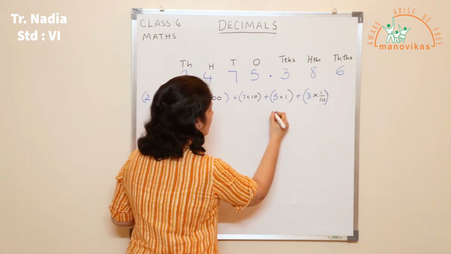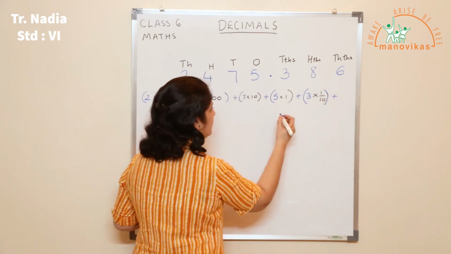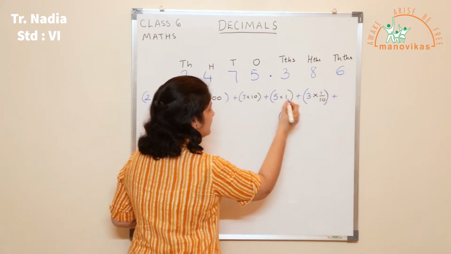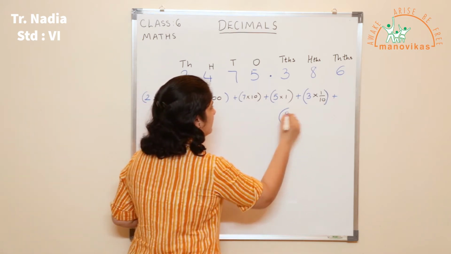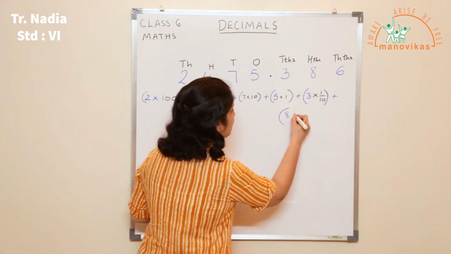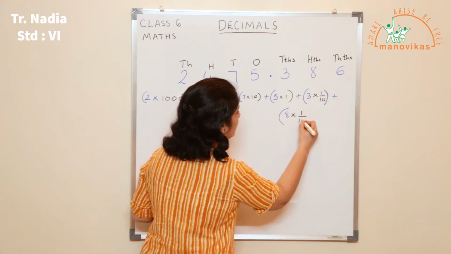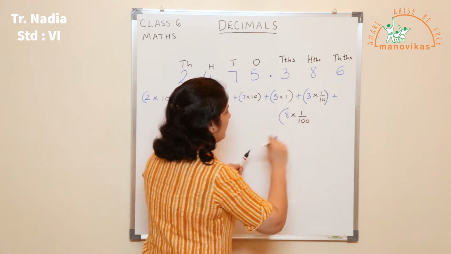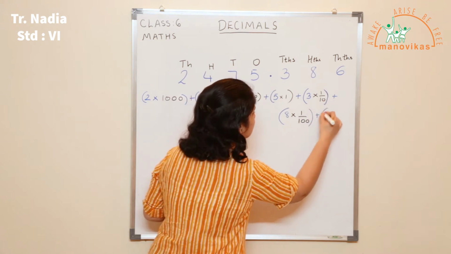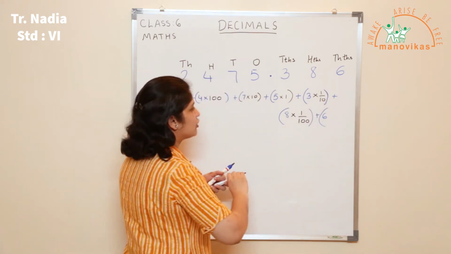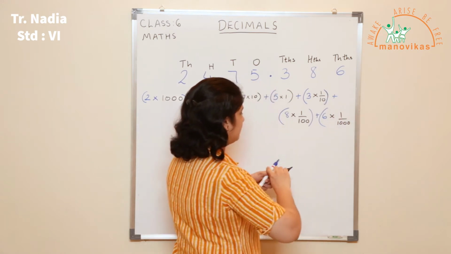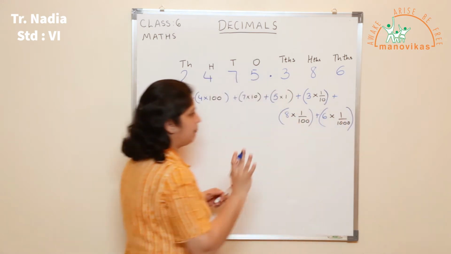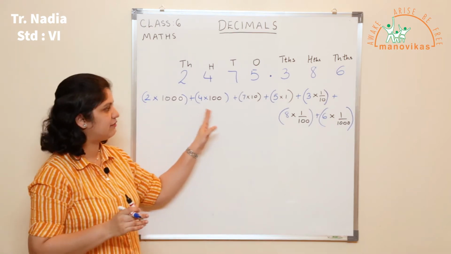I'll continue it down here children because there's no place. Plus the second digit 8 is in the hundredths place, so it will be 8 multiplied by, since it's the hundredths place, 1 upon 100. And finally the 6 is in the thousandths place, so 6 multiplied by 1 upon 1000. Okay, this is the first step of my expansion.